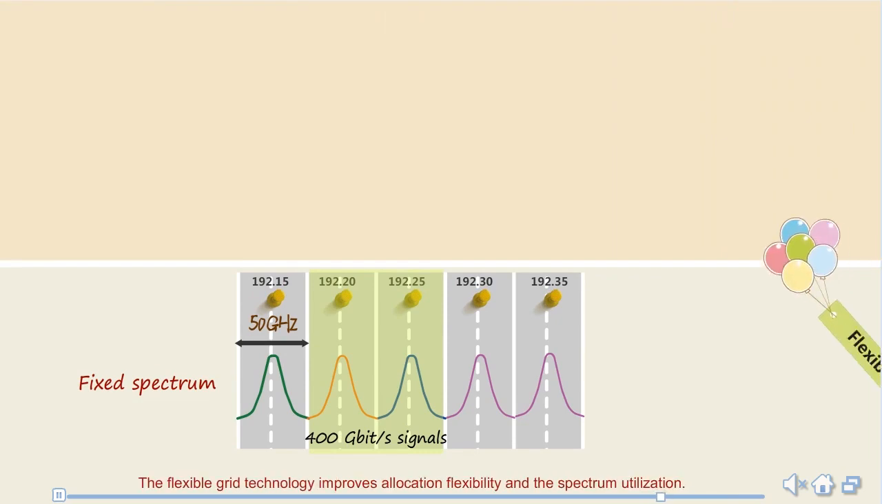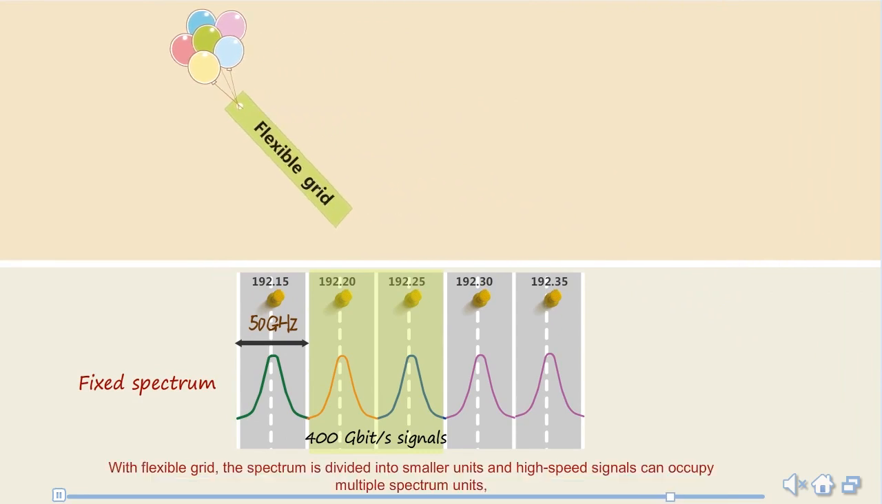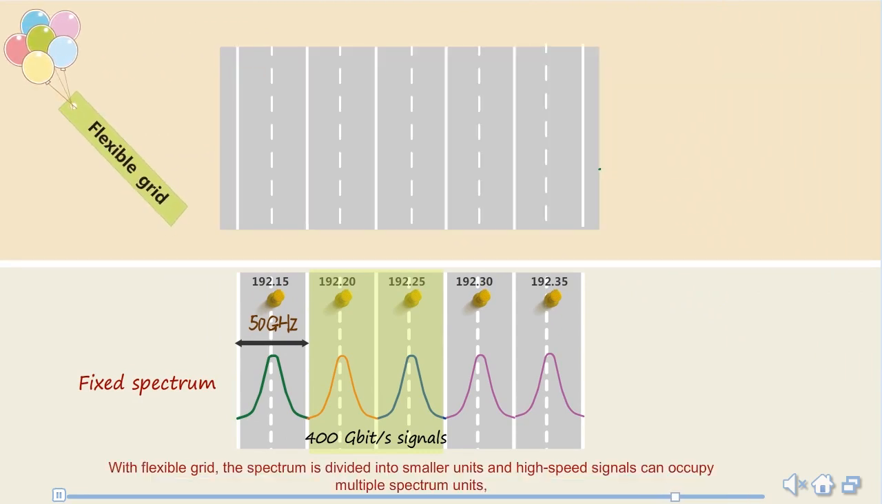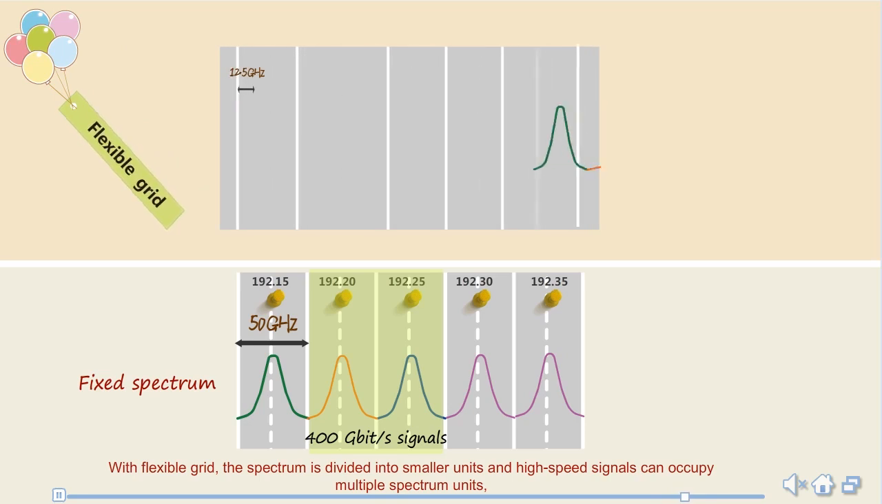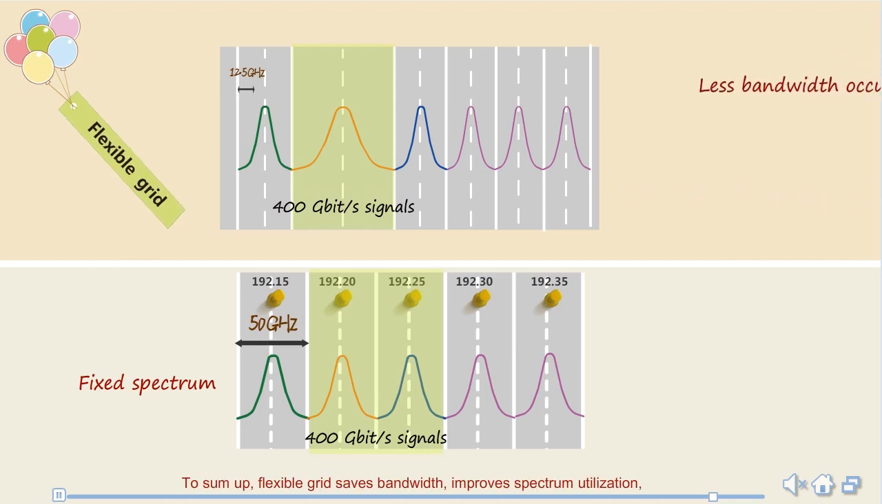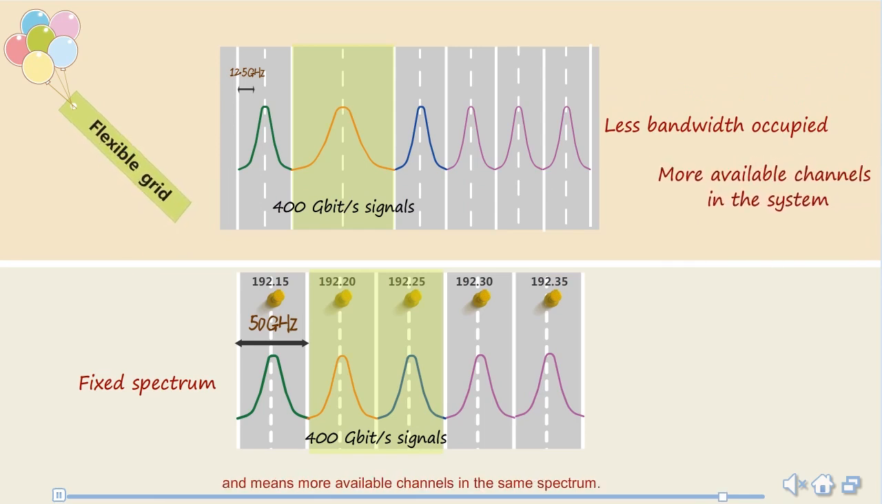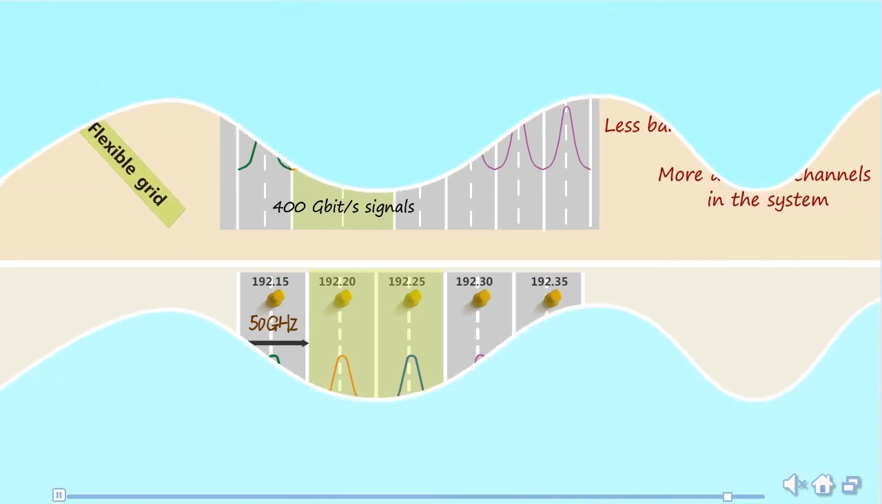The flexible grid technology improves allocation flexibility and the spectrum utilization. With flexible grid, the spectrum is divided into smaller units and high-speed signals can occupy multiple spectrum units, while the central frequency can be flexibly configured. Using this technology, 400G bits per second signals occupy only a bandwidth of 75 GHz. To sum up, flexible grid saves bandwidth, improves spectrum utilization, and means more available channels in the same spectrum.